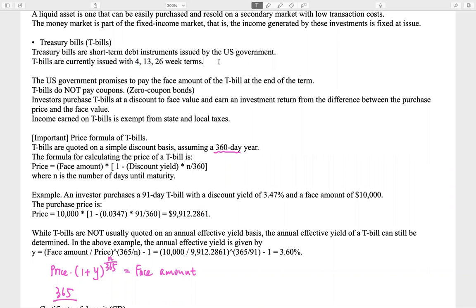Roughly speaking, you can think of Treasury bills as short-term debt issued by the U.S. government with maturity ranging from 1 week to 1 year, and they are zero coupon bonds. Next, you need to know how to price Treasury bills, and it may also be good to know how to convert the discount yield into effective yield. That's everything you need to know about Treasury bills, at least for this course.